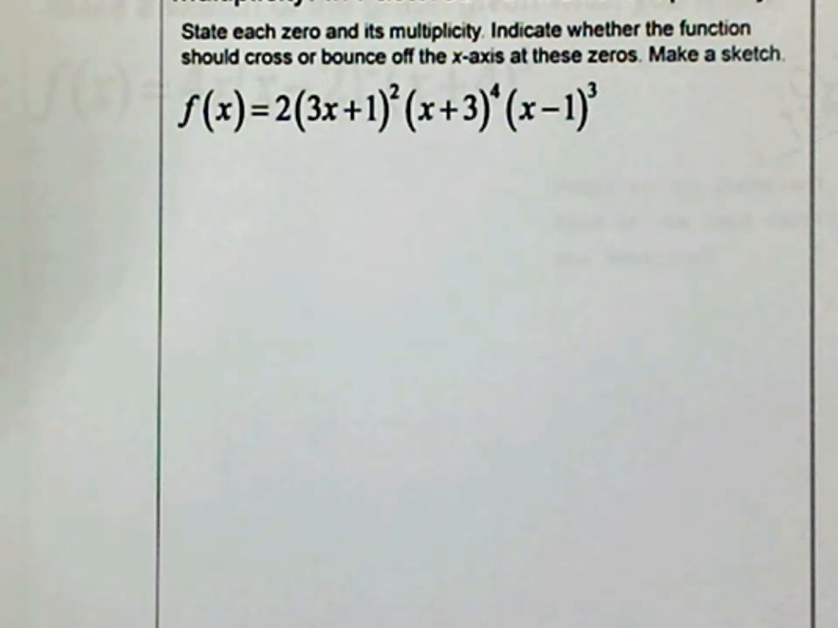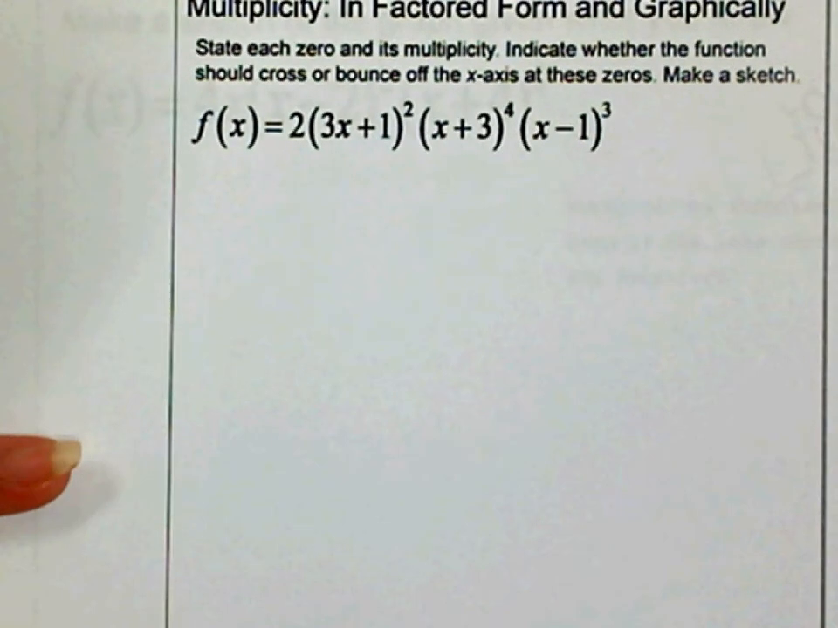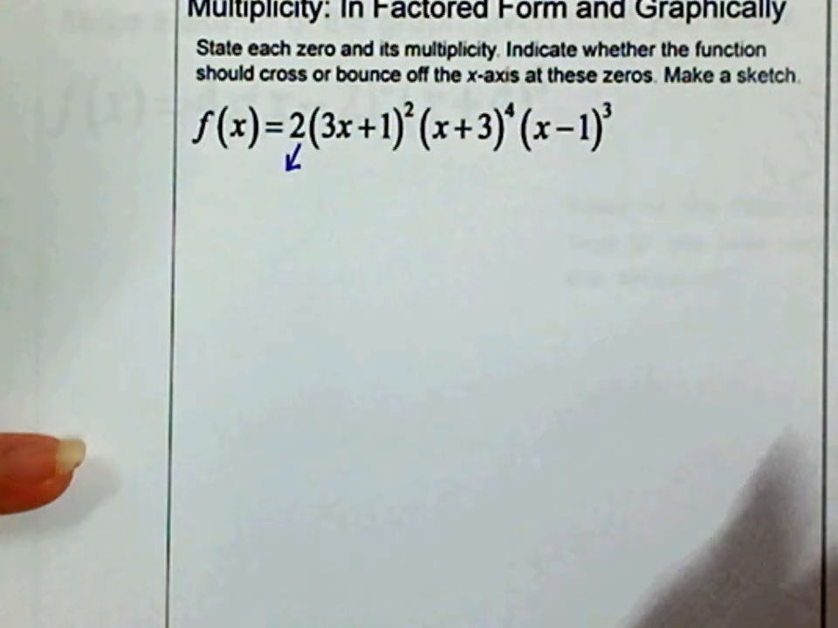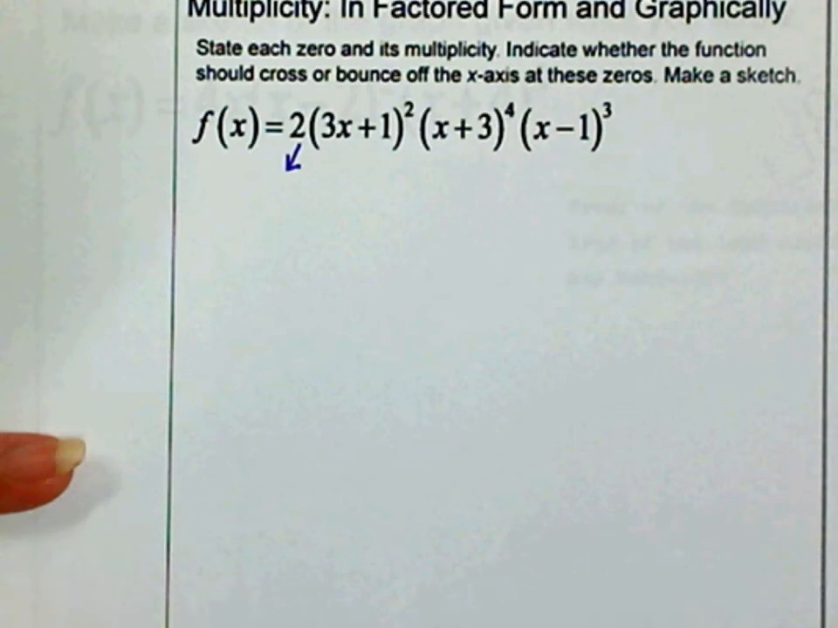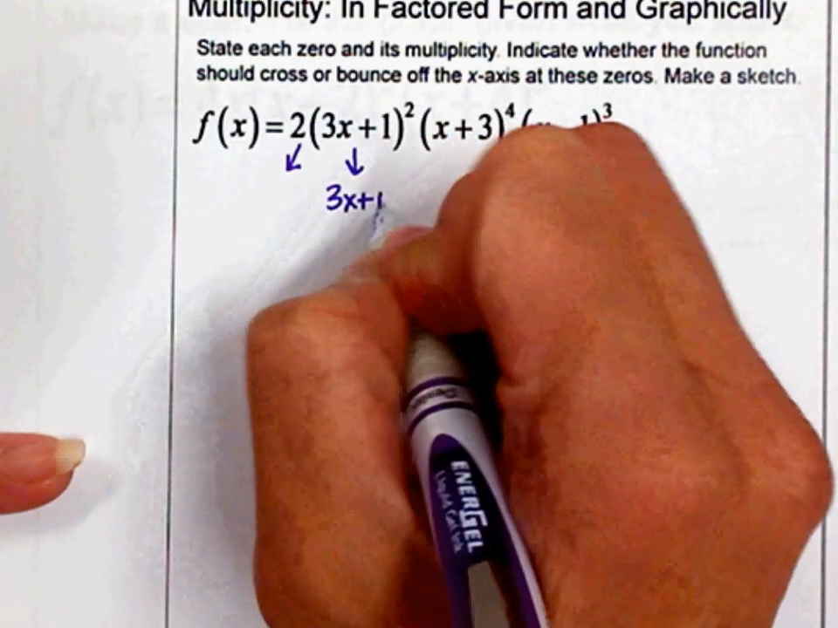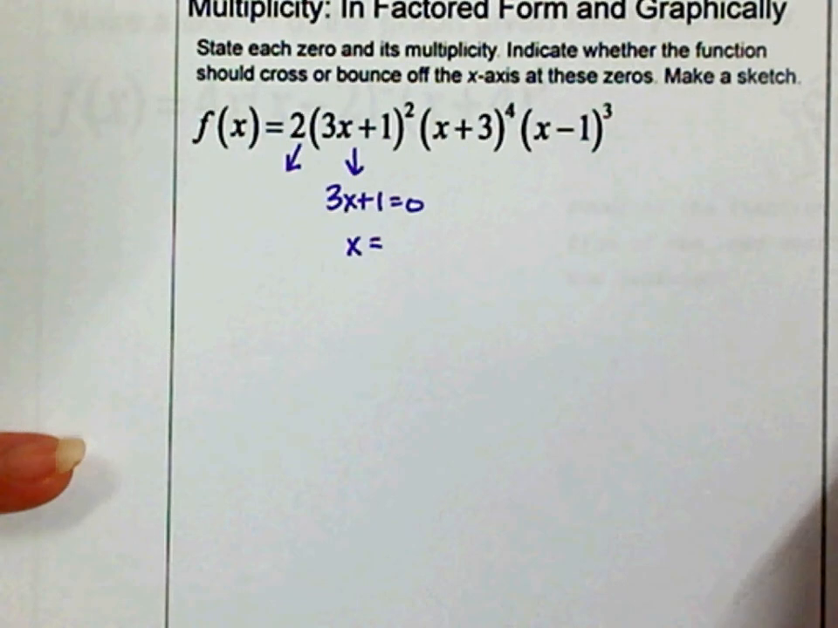Okay, before you do anything else, you got to solve and figure out what you're going to do. This one, 2, does it have a variable? No. You don't do anything with that one, okay? It's only going to help you see where you start. This one, 3x plus 1 equal to 0. Solve for x. What is x equal to? Negative 1/3. Are you guys starting to see a pattern?